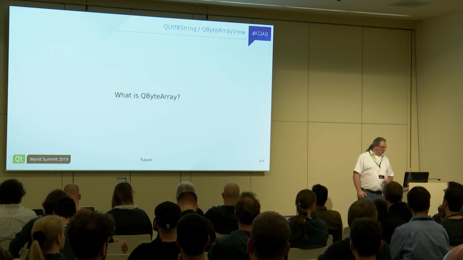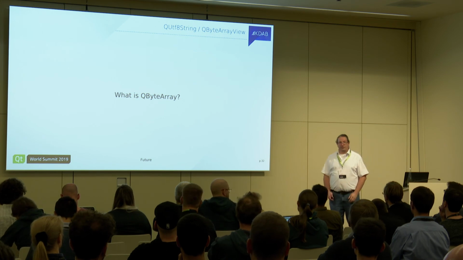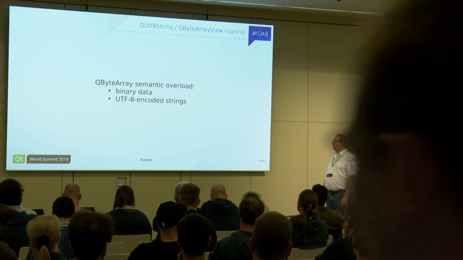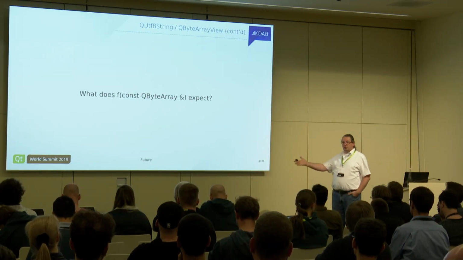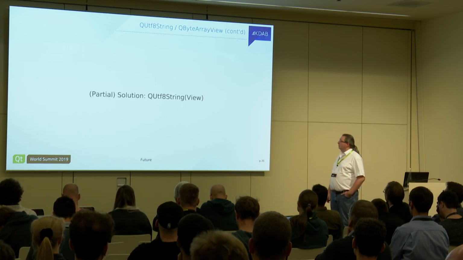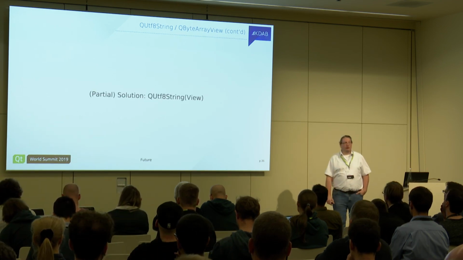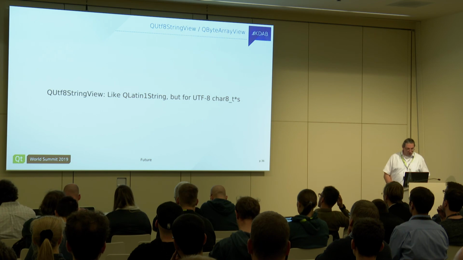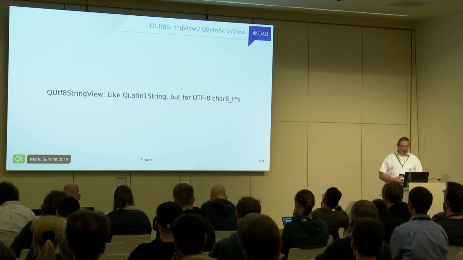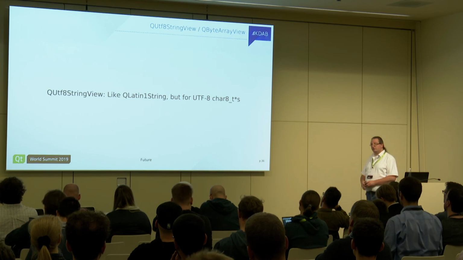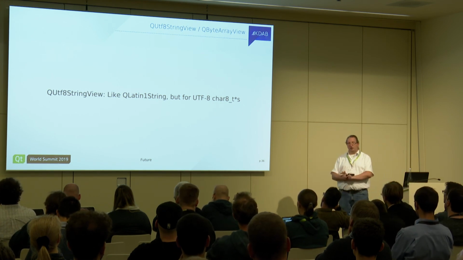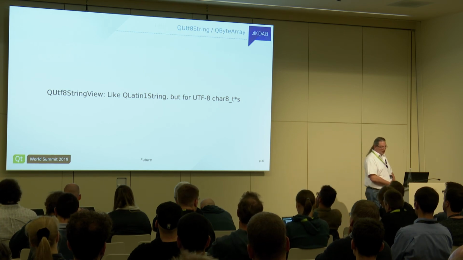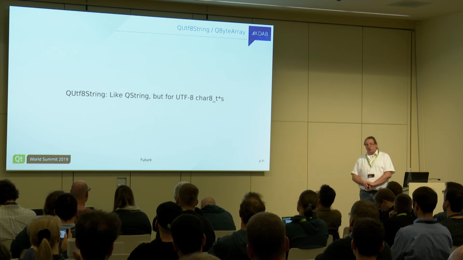And the last part that I want to address in 2 minutes is what is a QByteArray? Short answer, we don't know, because it might be binary data or a UTF-8 string. So we don't know what this function accepts. And QStringView, QUtf8String, QUtf8StringView might be a partial solution for this. QUtf8StringView is like QLatin1String, but for char8_t. So we would really like to have char8_t from C++20 available when we do this, because it makes things so much easier. QUtf8String would be the owning version.